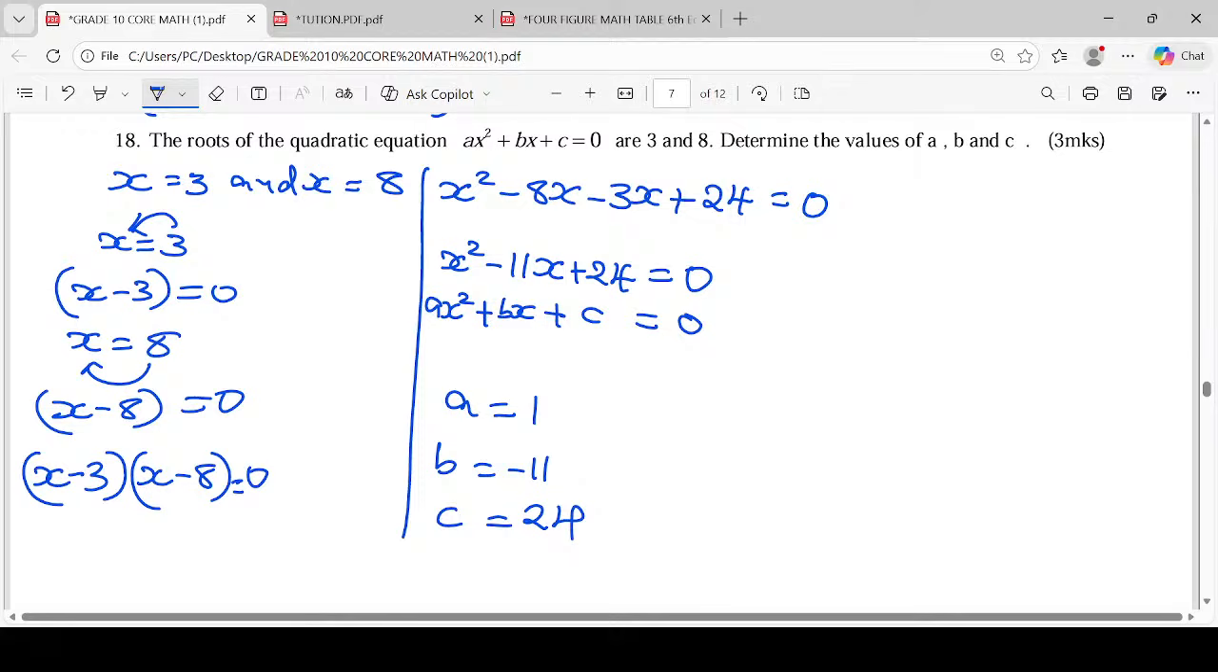That is what you need to understand in question number 18.